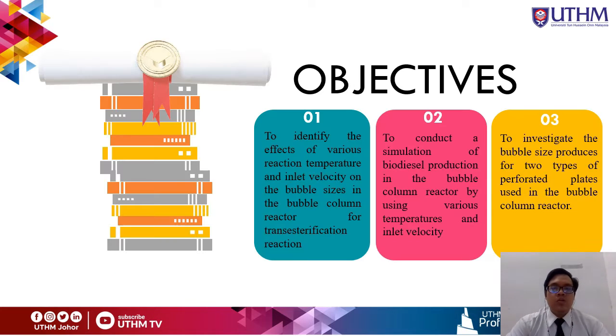Next, we will continue to the objectives. The first objective of this study is to identify the effect of various reaction temperature and inlet velocity on the bubble size in the bubble column reactor for the transesterification reaction. The second objective is to conduct a simulation of biodiesel production in the bubble column reactor using various temperature and inlet velocity. The last one is to investigate the bubble size produced for two types of perforated plate used in the bubble column reactor.